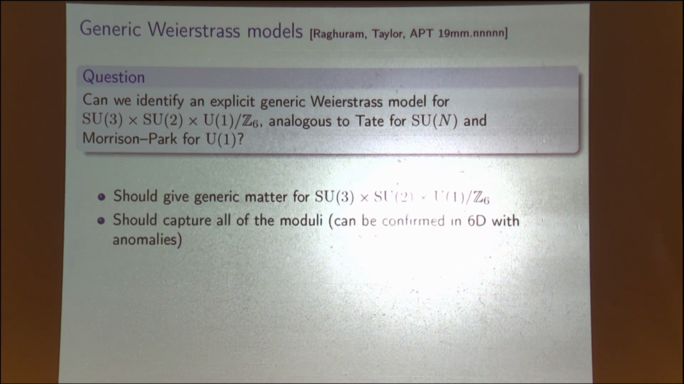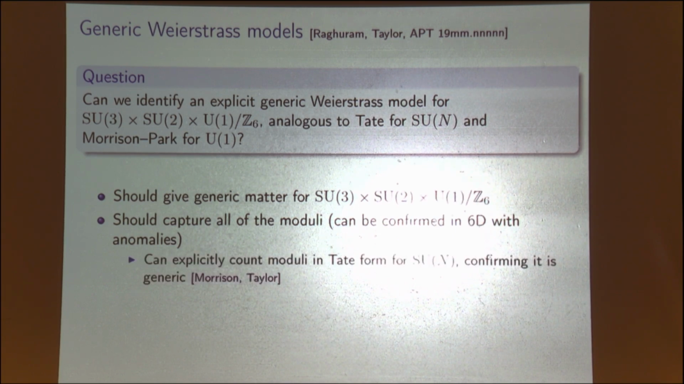And this is the sense in which we want it to be most general. It should capture all of the moduli. So this is easily checked in 6D, where anomalies give us a counting of the number of uncharged massless scalars we expect. So all we have to do here is count the number of moduli in the Weierstrass model and then match them with what we expect from 6D anomaly cancellation.